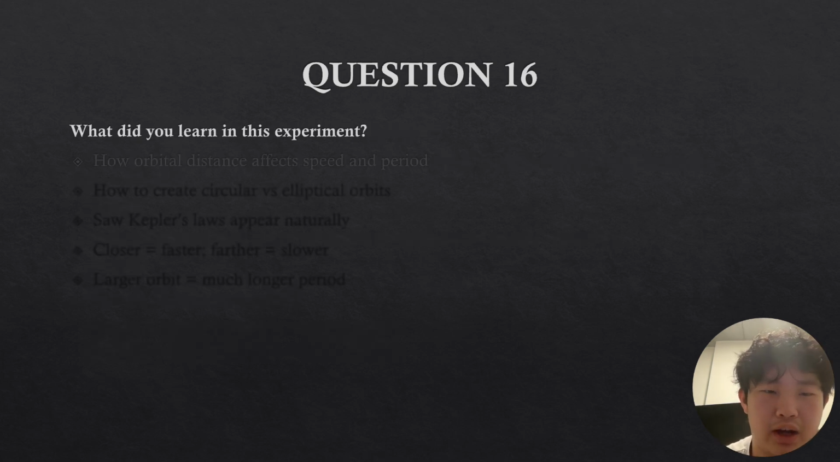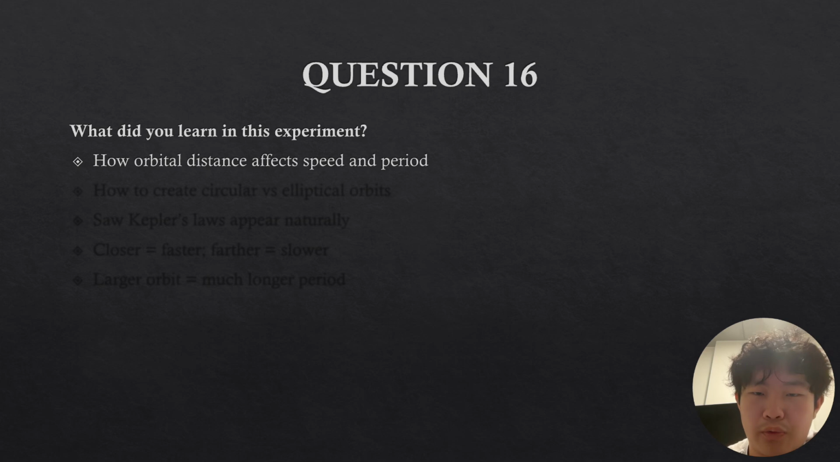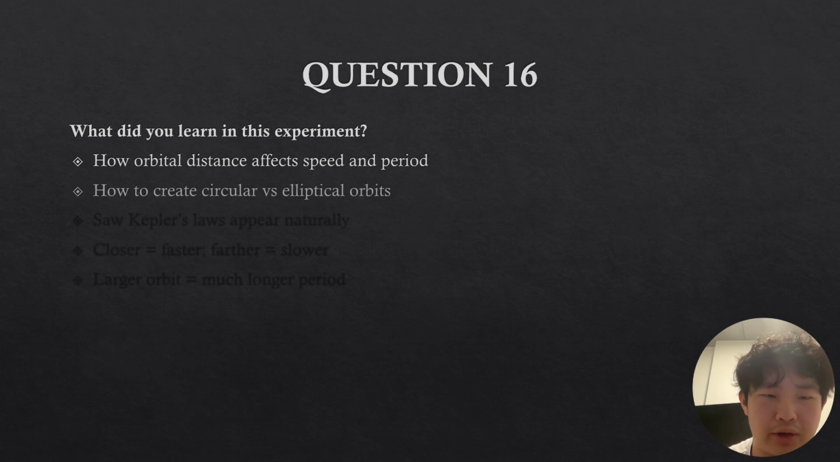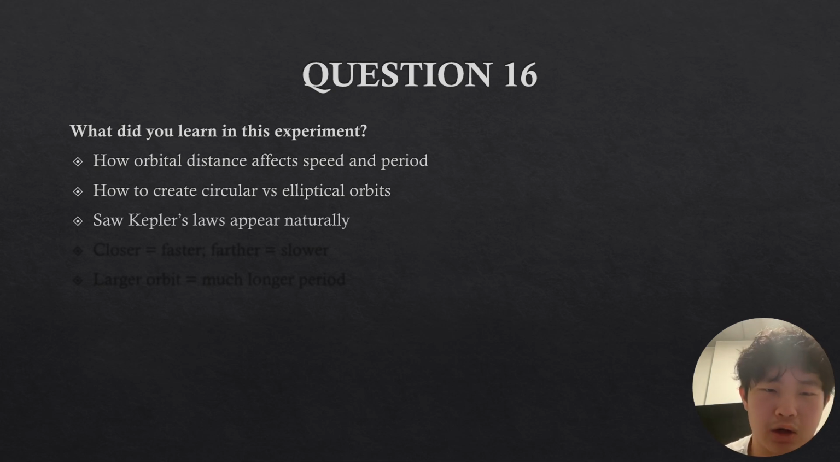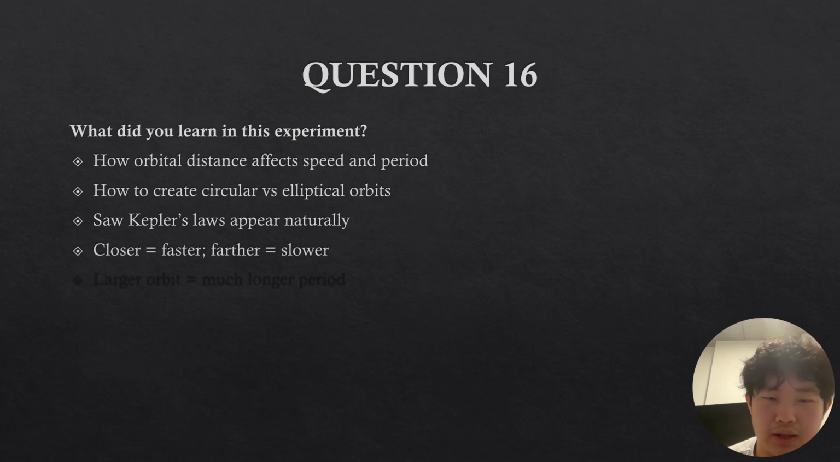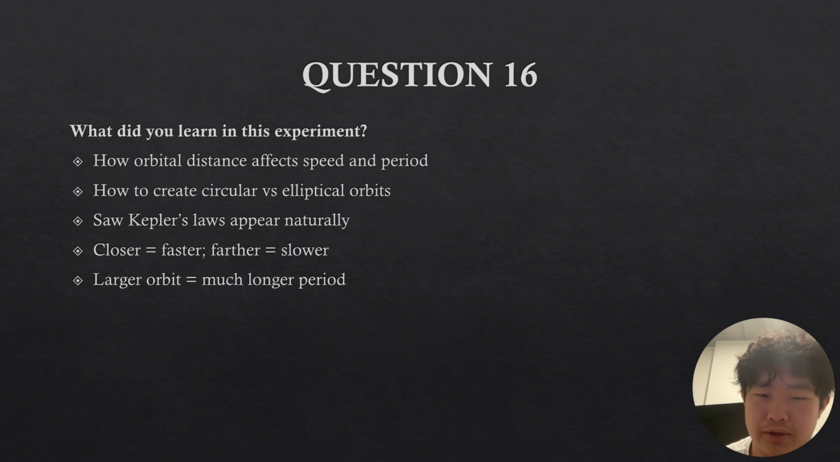From this activity, I learned how orbital distance controls both orbital speed and orbital period. By manually adjusting velocity, I saw how circular and elliptical orbits form based on the balance between gravity and tangential motion. I also saw how Kepler's laws appear naturally. Inner orbits are fast, outer orbits are slow, and the orbital period increases strongly with distance. This helped me understand why planetary systems have the structure they do.